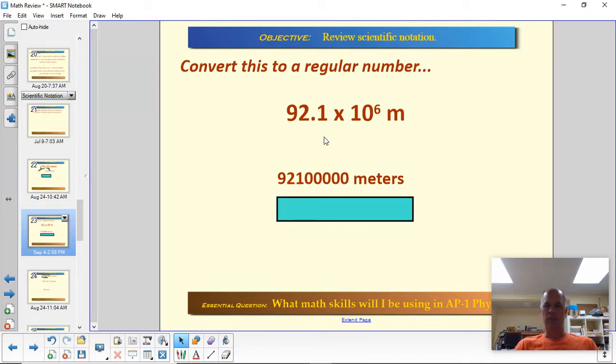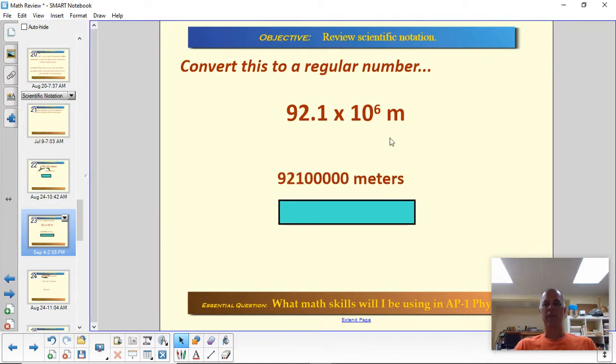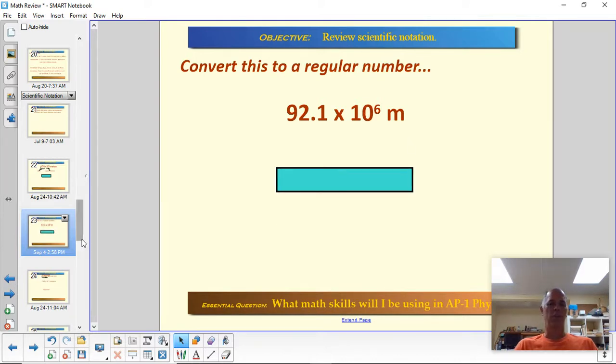meters. And as you can see, 92.1 of something is easier for us to grasp than 921 and a bunch of zeros and who knows how many zeros there are. So that's why we do it. It takes less space on the page and is easier for us to understand.